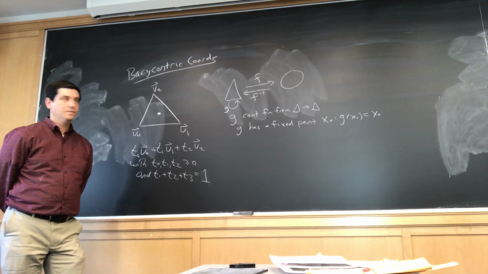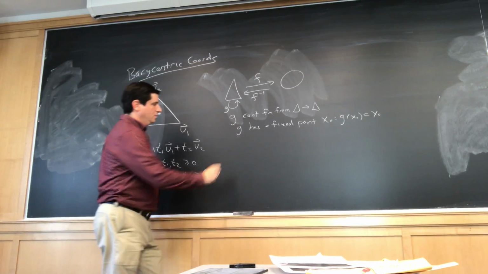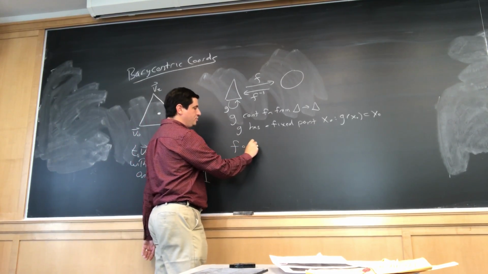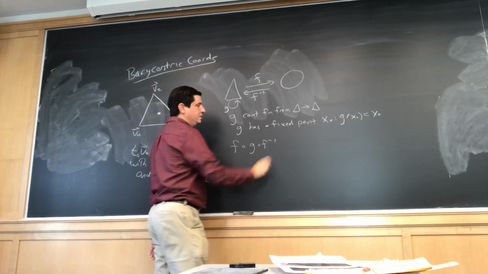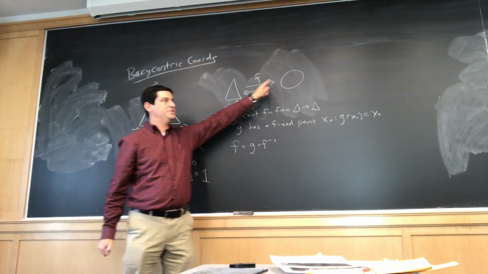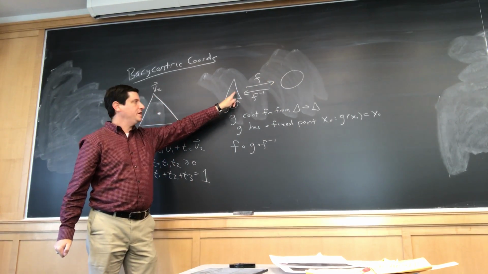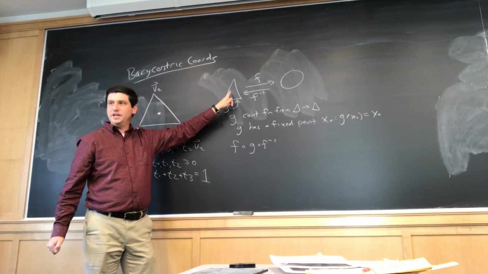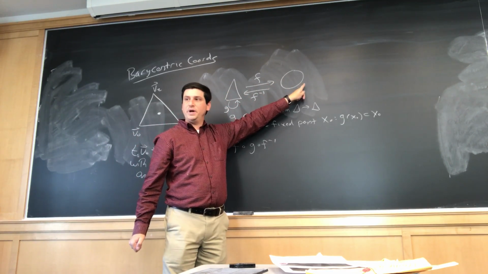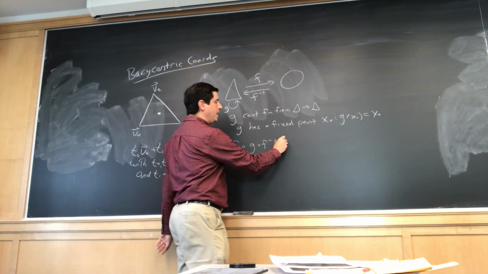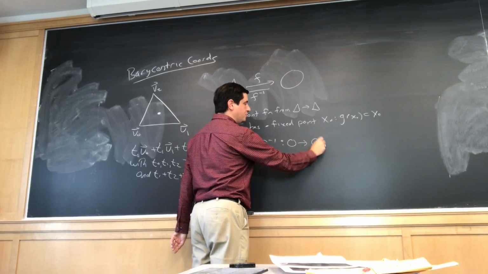Yes? F of g of f inverse at some point in the circle. So f composed with g composed with f inverse. F inverse takes us from the disk to the triangle. G then takes us from the triangle to the triangle. And then f takes us from the triangle back to the disk. So this is going to be a map from the circle to the circle.